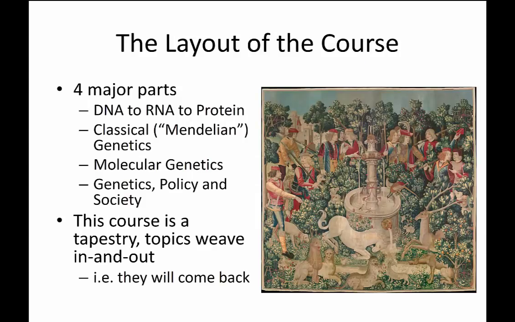Before I go any further, I want to talk about the layout of this course. There are really four major parts. The first part is DNA to RNA to proteins. We're going to figure out how we go from information, so DNA, to proteins, so a function. The second part of the course is going to focus on classical or Mendelian genetics. This is very old school genetics. Before we knew what DNA was, this is a very old style of genetics, but it still holds true today. We'll then follow that by molecular genetics. This is genetics after the discovery of DNA. And finally, we'll finish the course by talking about genetics, policy, and society. We'll focus on how genetics has influenced human life.